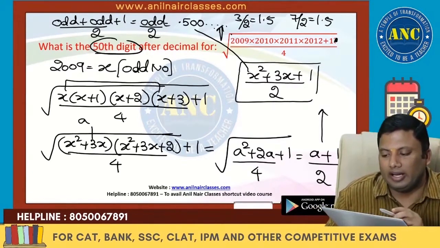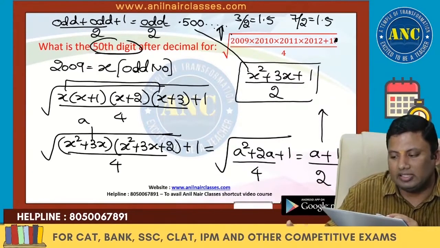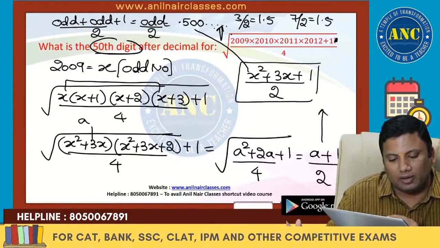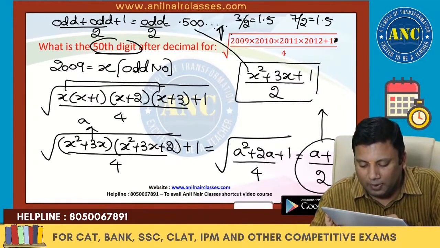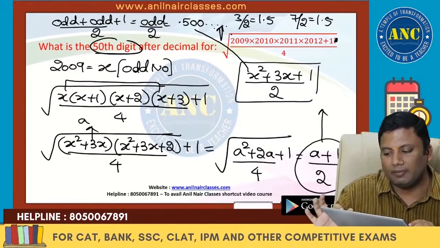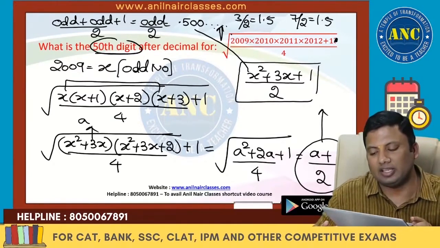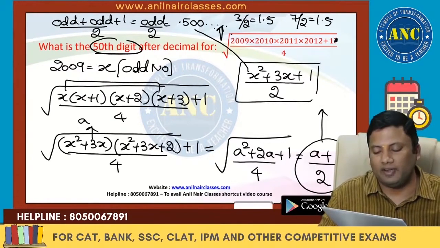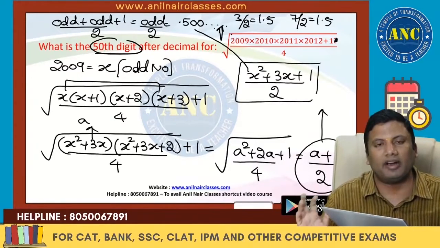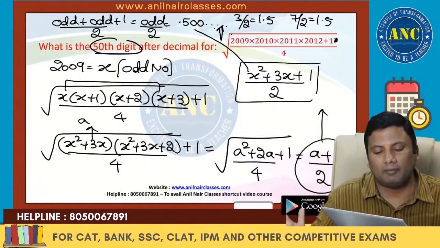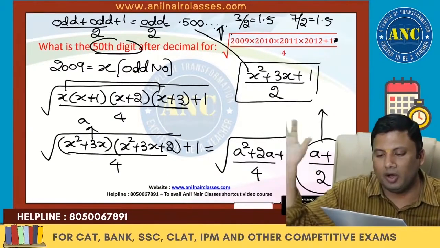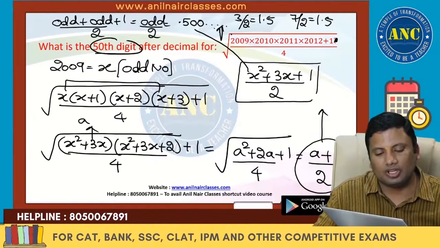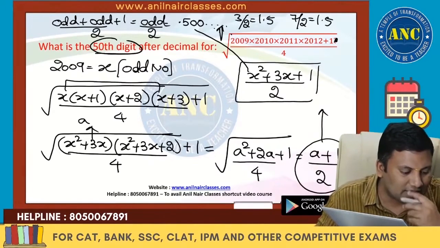I hope the idea is clear. 2009 is x. x into x plus 1 into x plus 2 into x plus 3, plus 1, by 2. x square plus 3x is a. This is nothing but a plus 1 by 2. x is an odd number. Odd plus odd is even. Even plus 1 is odd. Any odd number divided by 2, after the dot the first digit will be 5. Remaining all will be zeros. So the answer is nothing but 0.